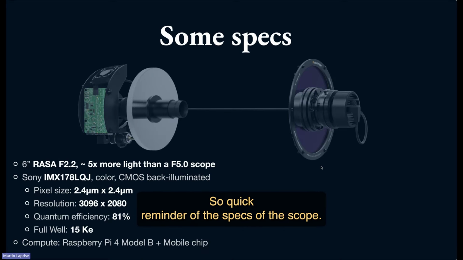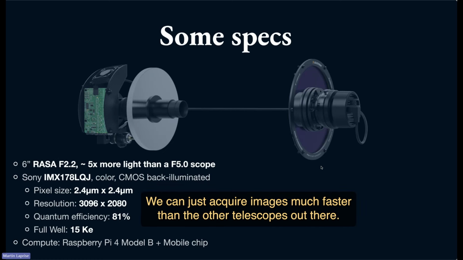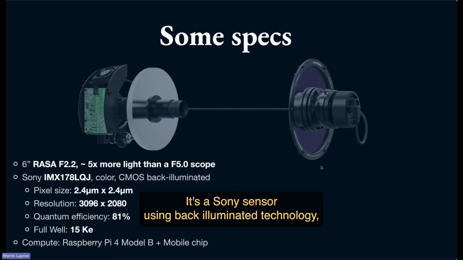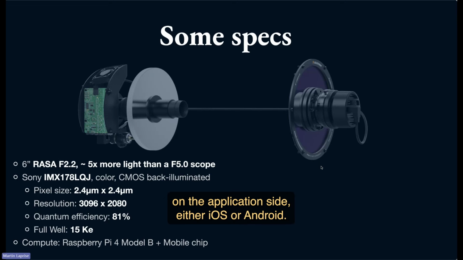So, a quick reminder of the specs of the scope. The Celestron Origin is a 6-inch Rowe scope, f/2.2, super fast. We can acquire images much faster than with other telescopes out there. It's a Sony sensor using back-illuminated technology, which means there's really low readout noise. And the compute is a Raspberry Pi 4 coupled with the chip on the application side, either iOS or Android.